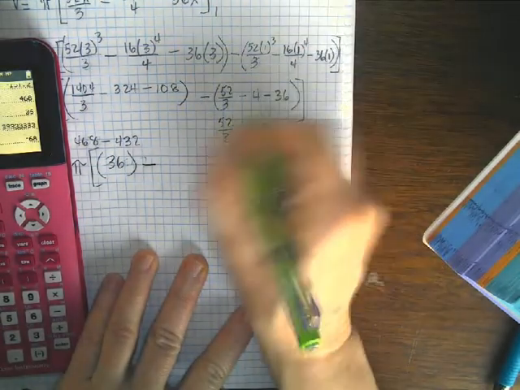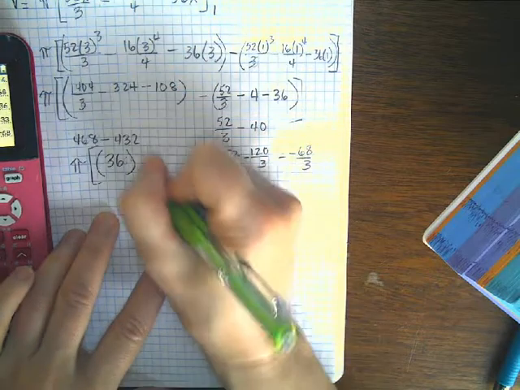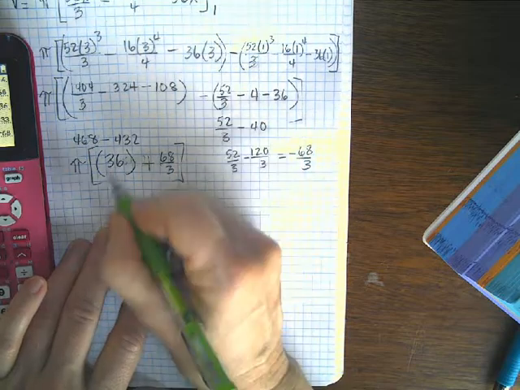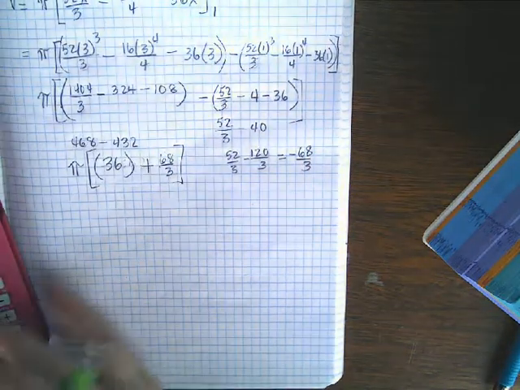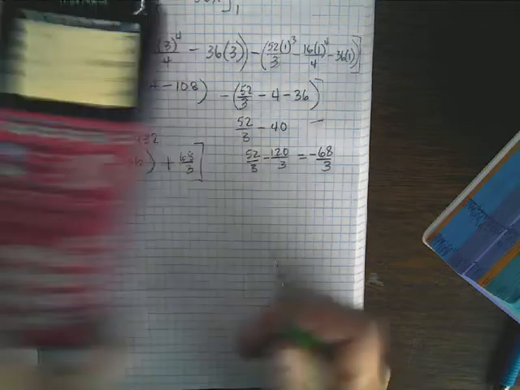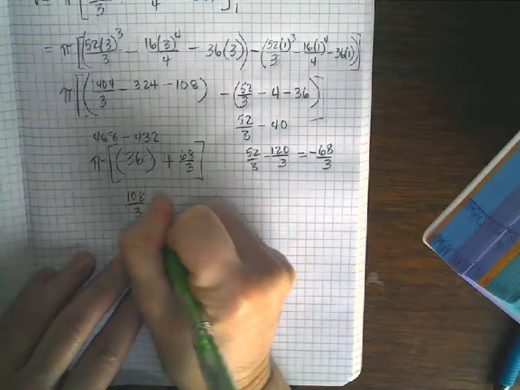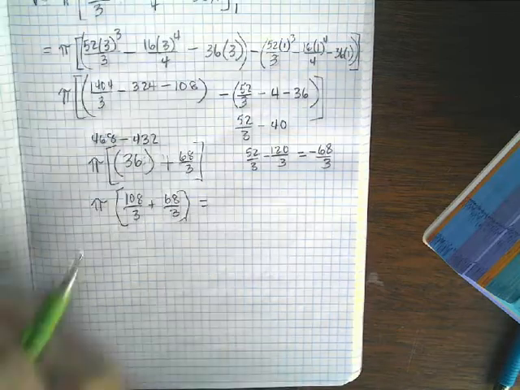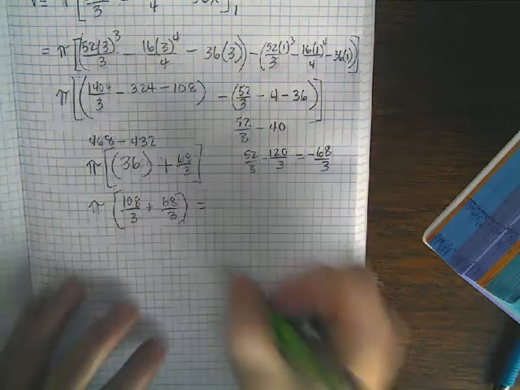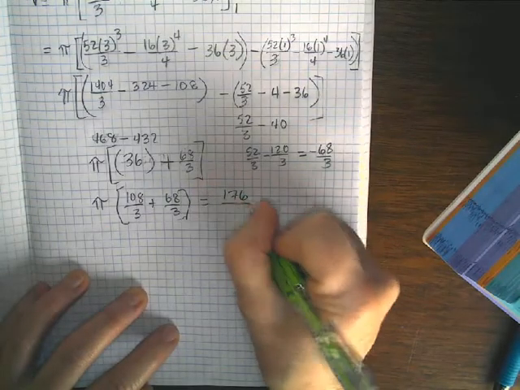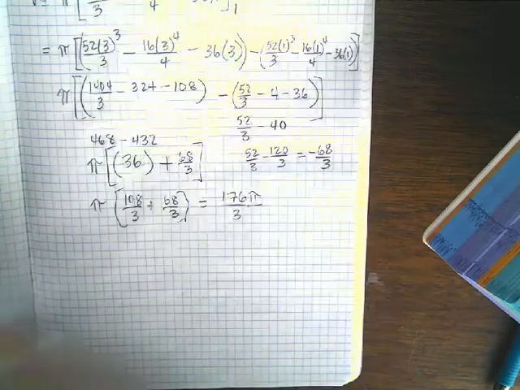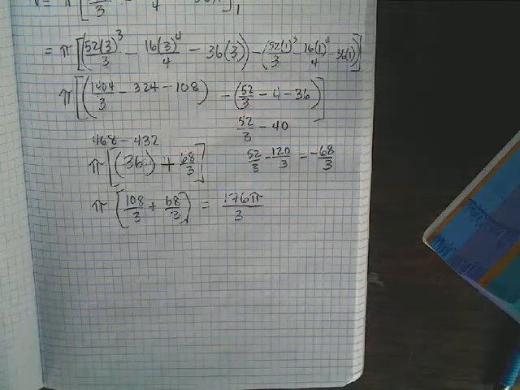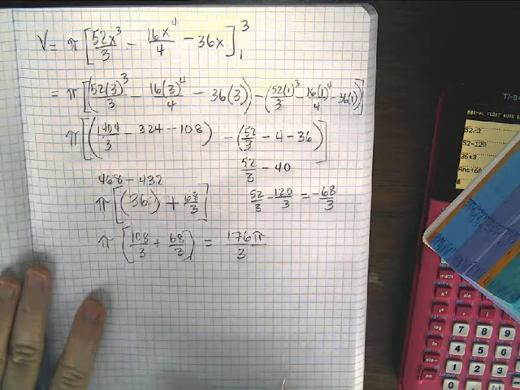Okay, so this whole thing is negative 68 thirds, but it's minus a negative, so that's going to become plus 68 thirds. Now I need to change my 36 to thirds, so 36 times 3 is 108, so this becomes 108 thirds plus 68 thirds, times pi. 108 plus 68 is 176 over 3, and then times pi. Did I get the same answer as I got with my GDC? Yes! Oh, hallelujah. All except for that transposing error where I couldn't read my 3. We get the same answer.